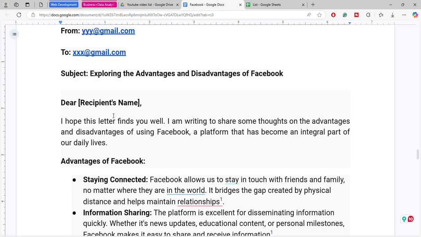I hope this letter finds you well. I am writing to share some thoughts on the advantages and disadvantages of using Facebook, a platform that has become an integral part of our daily lives. Advantages of Facebook: staying connected.